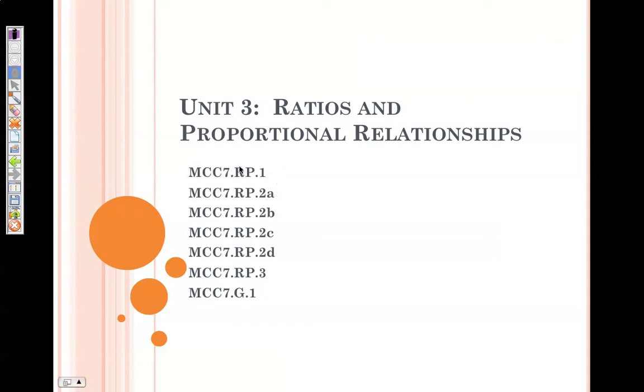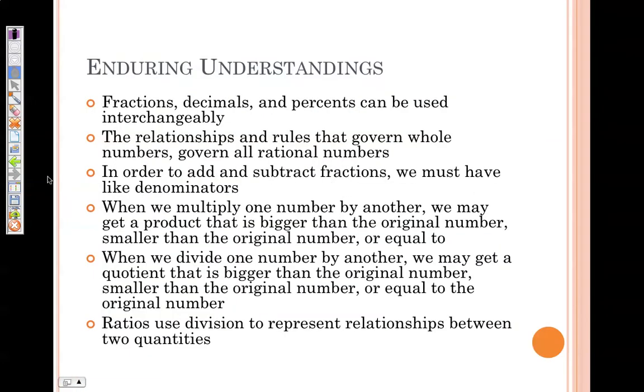Today we are going to begin our brand new unit. This is Unit 3, Ratios and Proportional Relationships. Before we begin this unit, let's talk about the things that we hope you take with you at the conclusion of this unit. These are your enduring understandings. By the end of this unit, we hope you understand that fractions, decimals, and percents can be used interchangeably, and that you also know how to convert between the three.